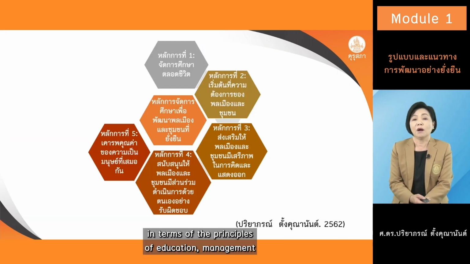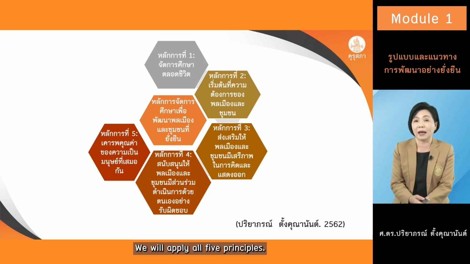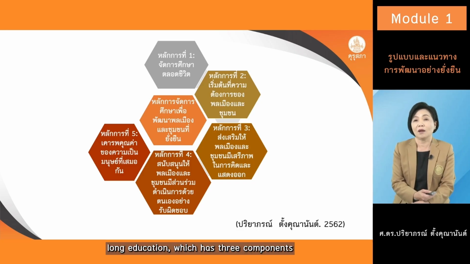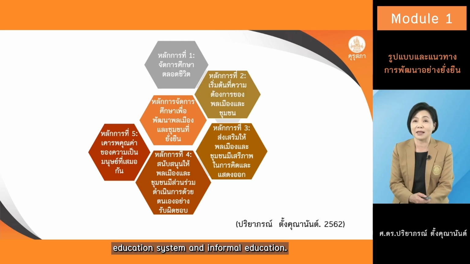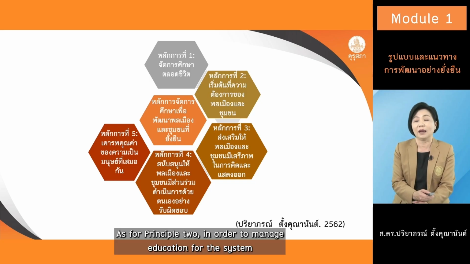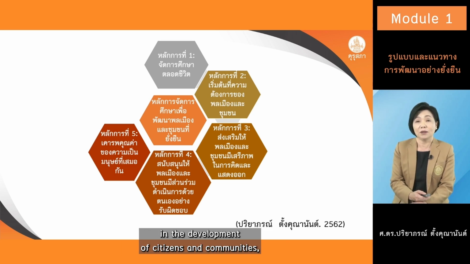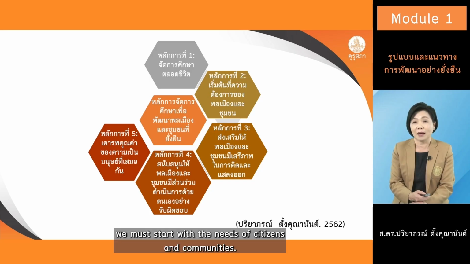In terms of the principles of education management for sustainable development of citizens and communities, we will apply all 5 principles. The first principle is that we will organize lifelong education, which has 3 components: formal education, non-formal education, and informal education. As for principle 2, in order to manage education for the sustainable development of citizens and communities, we must start with the needs of citizens and communities.